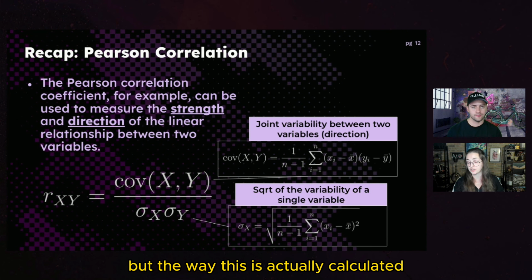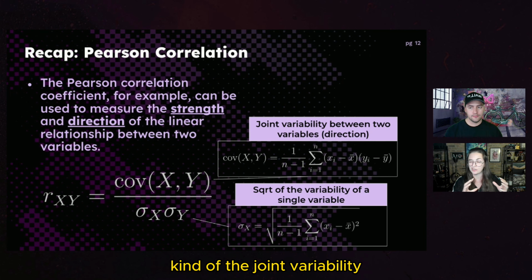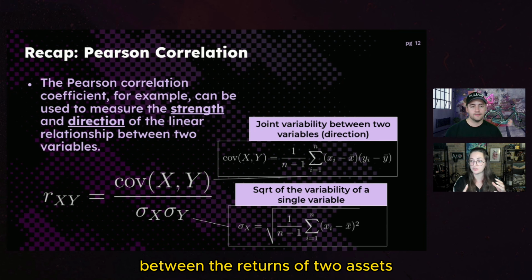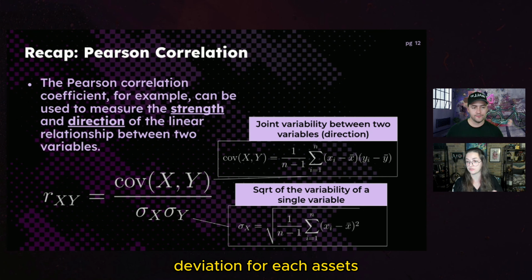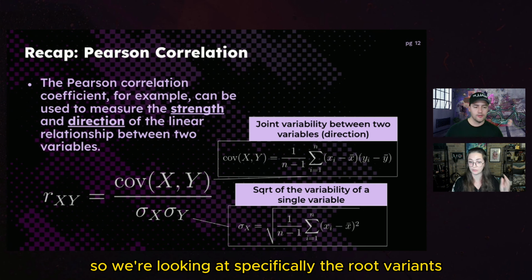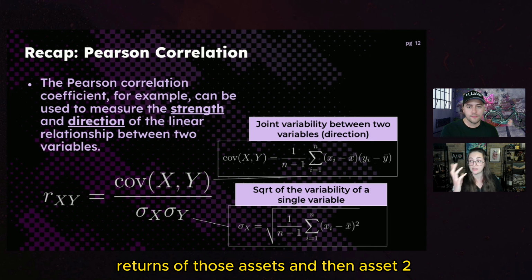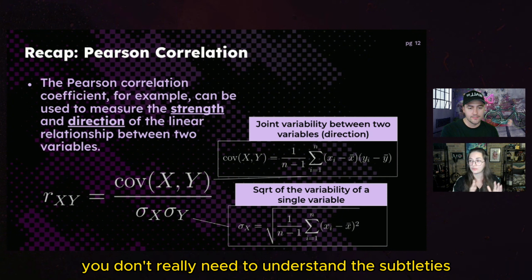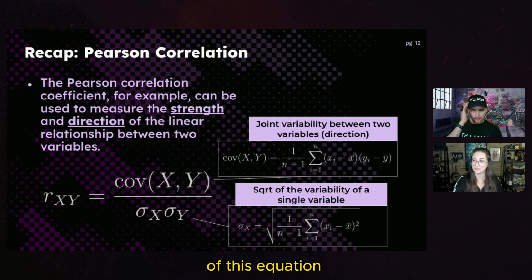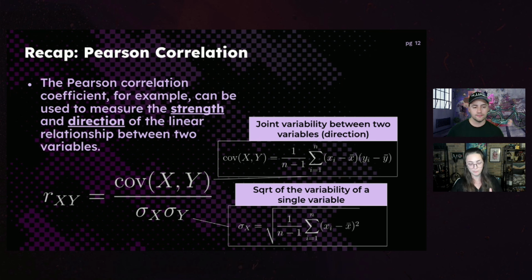The way this is actually calculated is just the covariance between the two variables. Think of this as the joint variability between the returns of two assets. And then we're just going to divide it by the standard deviation for each asset. So we're looking at specifically the root variance for asset 1, the returns of those assets, and then asset 2. That's really all the calculation is. Again, you don't really need to understand the subtleties of this equation to be able to know how to use it, but I wanted to include it just so that it's there.